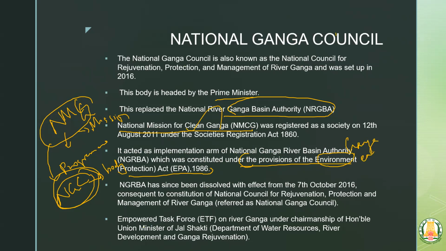And there is something called as Empowered Task Force. This is also a body on River Ganga under the chairmanship of the Minister of Jal Shakti. It is not Minister of Environment, Forest and Climate Change. It is Minister of Jal Shakti. Under this, there is something called as Empowered Task Force. They will be providing all the policy details to implement this mission of Clean Ganga, and they will implement it. So this is a force like a think tank. They will be providing the policy inputs, and tell what measures to take. This is the programme, and this is the implementing body.